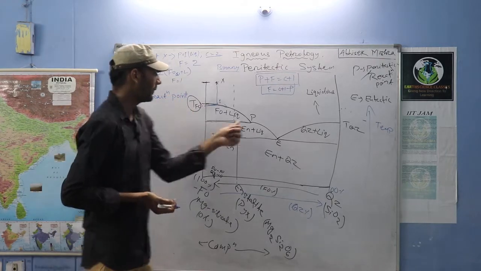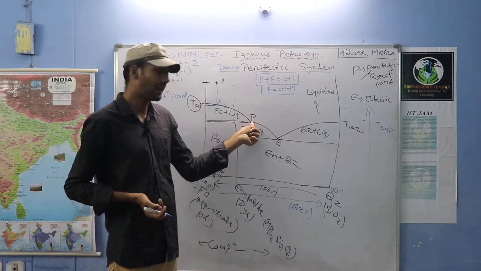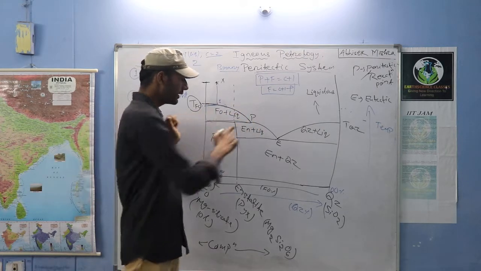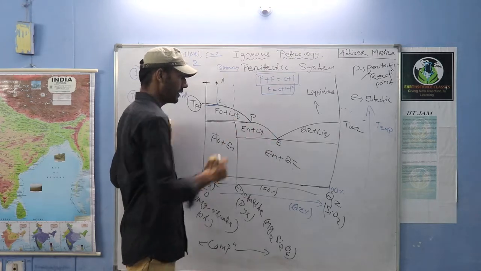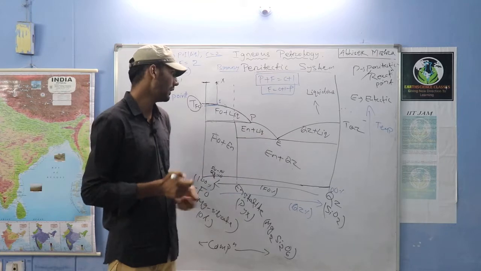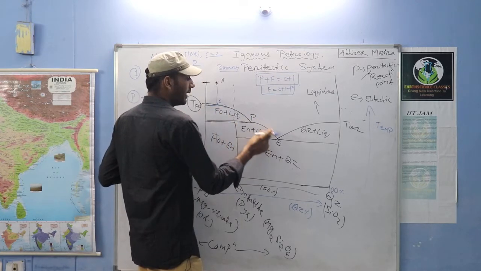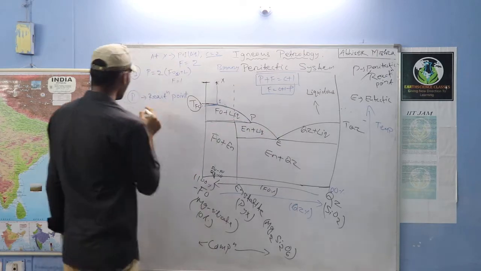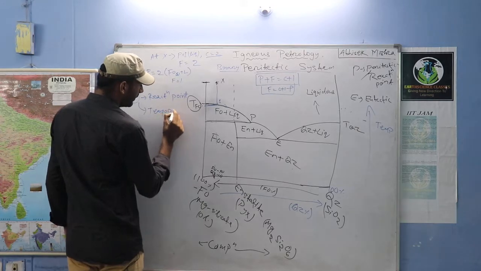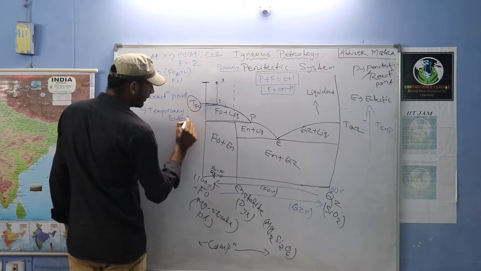At the peritectic, you can see that is the point lying in between two liquidus. This is the liquidus of forsterite and this is the liquidus of enstatite, because I have written here enstatite plus liquid, right? This is forsterite and this is enstatite. Also this is known as temporary eutectic. Why is it known as temporary eutectic?